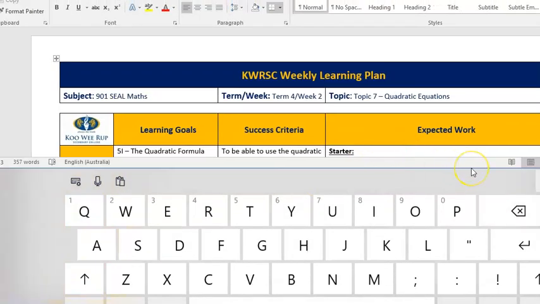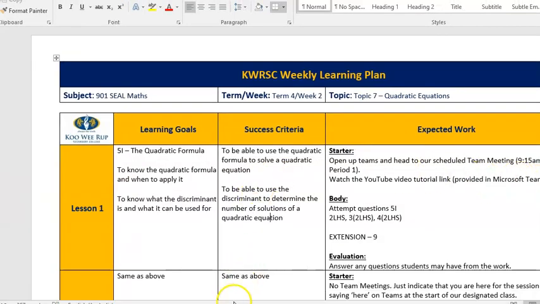Oh my goodness, it's a weird keyboard. There we go. So the questions you need to do within the weekly planner is question 2 left hand side, question 3 2 left hand side columns, and question 4 2 left hand side columns, and your extension can be question 9. We're going to be doing this for the first 2 lessons, and in the next 2 lessons we'll be looking into doing a practice test with some revision questions.